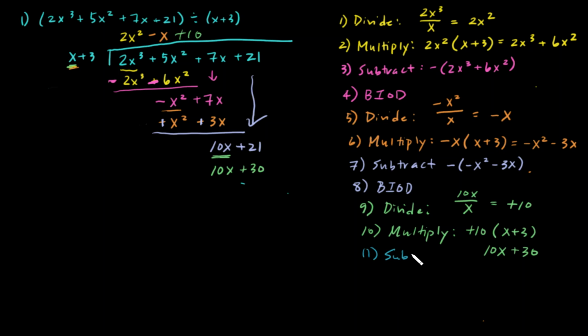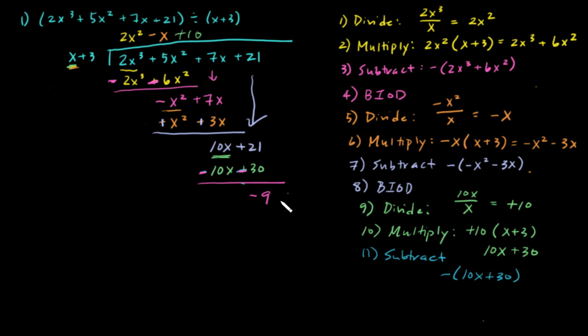And then the next thing we're going to do is subtract. We're going to subtract this 10x plus 30 from this 10x plus 21. I'm going to distribute the negative. So that negative gets distributed into that 10x plus 30. We have a negative and a negative. So we have a 10x minus 10x, which is a 0, positive 21 plus minus 30. So that becomes a negative 9.